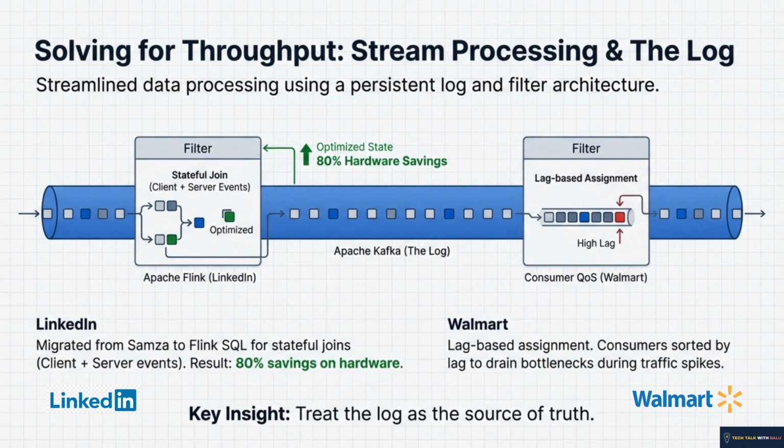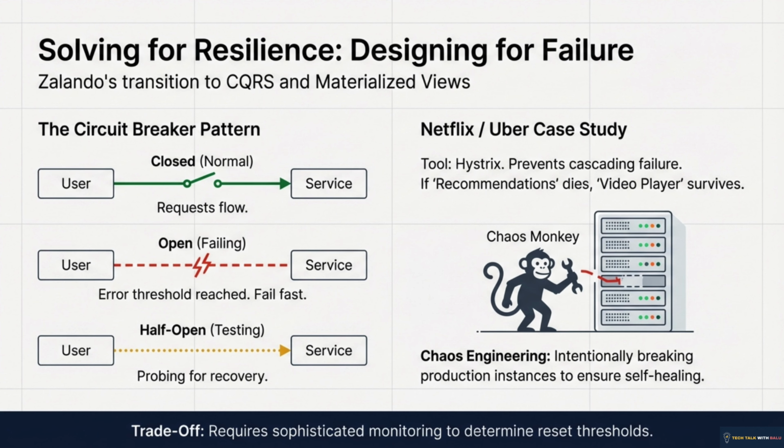Now, for my favorite pattern, the circuit breaker. In your house, if you plug in too many heaters, the fuse blows to save the house from burning down. In software, we use tools like Hystrix. If the recommendation service fails, the circuit opens. Instead of crashing the whole app, we just show the user a default list of movies. The video player survives even if recommendations die.